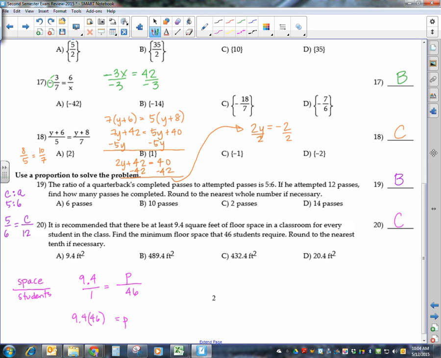432.4 square feet. So that ends our 1 through 20 exam review. Come see me if you need any help with your calculator.